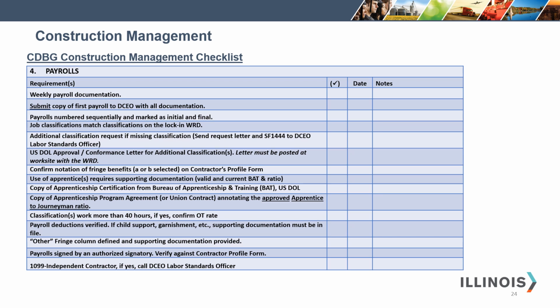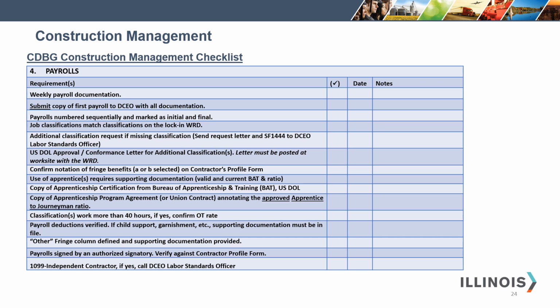the WH-347 with no documentation, no fringe benefit information, no overtime computations, nothing, only the payroll. I cannot verify your work or contractor's payments to his employee if I don't have all of the required documentation. So submit a copy of the first payroll to DCEO with all documentation and maintain that documentation in your files. The payrolls must be numbered sequentially and marked as initial and final. Job classifications must match the classifications on the lock-in wage rate determination.